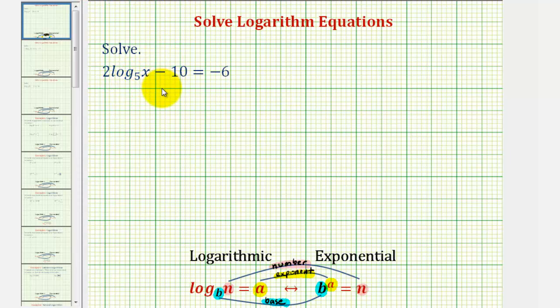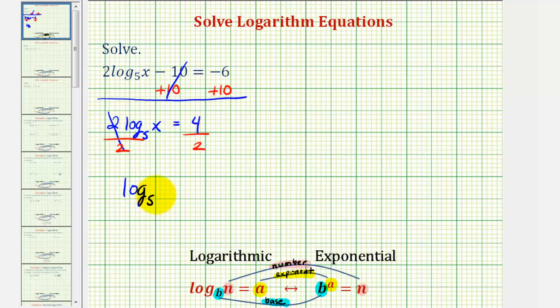So we'll start by adding 10 to both sides of the equation. Now we have 2 times log base 5 of x equals negative 6 plus 10, which is equal to 4. And now we'll divide both sides of the equation by 2. So now we have log base 5 of x is equal to 4 divided by 2, which is equal to 2. And now we're going to write the log equation as an exponential equation to solve for x.